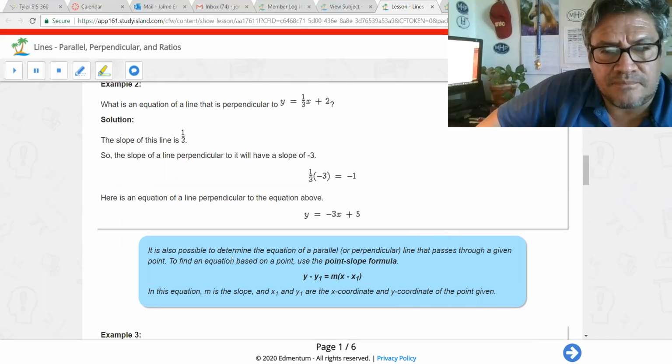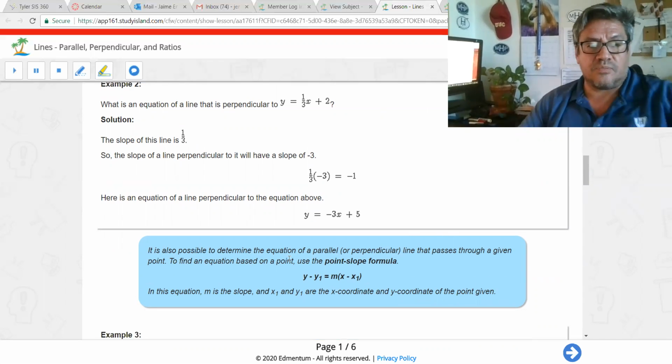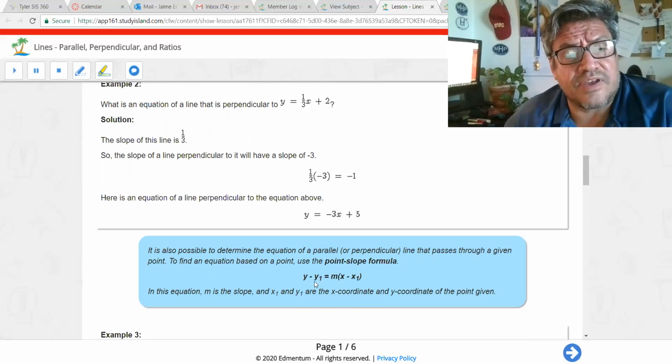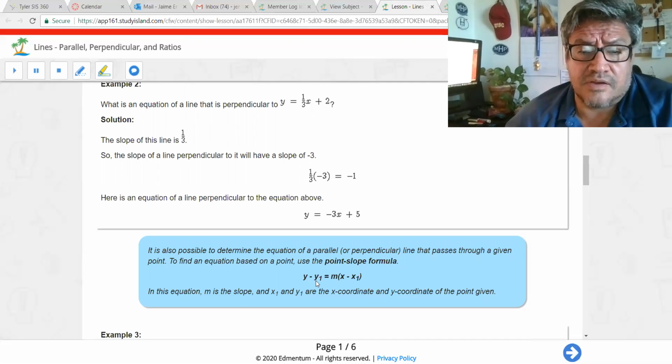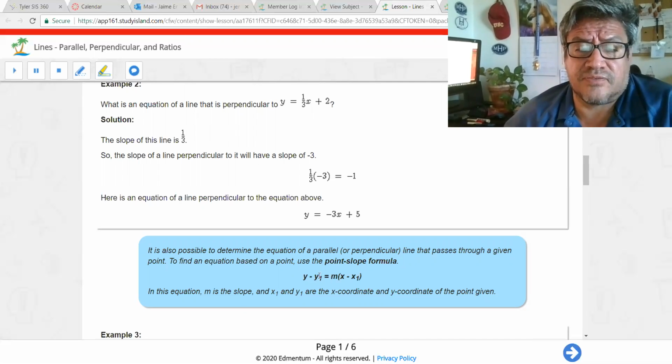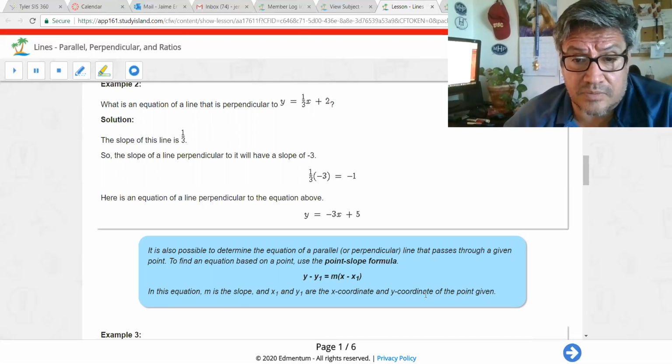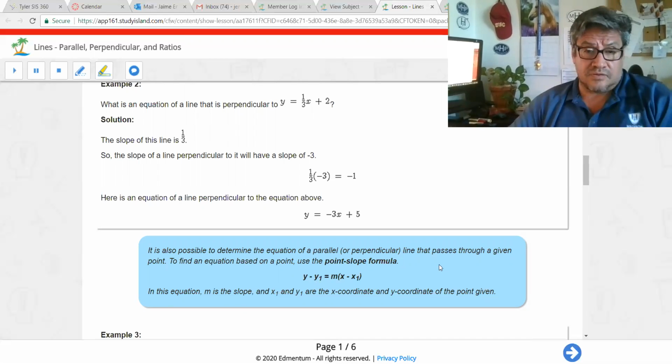Let's keep moving here. It is also possible to use the point-slope formula, you guys. y minus y1 equals m times the quantity x minus x1. This is essentially the formula for the difference between the y values over the difference between the x values. The y difference is on top of the fraction, the x difference is on the bottom. In this equation, m is the slope, and x1 and y1 are the x coordinate and y coordinate of the point given. So you would use this formula when you have a point and a slope.